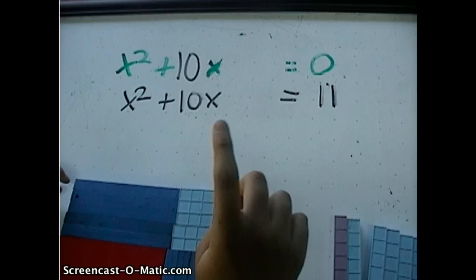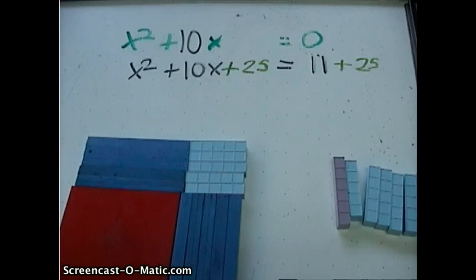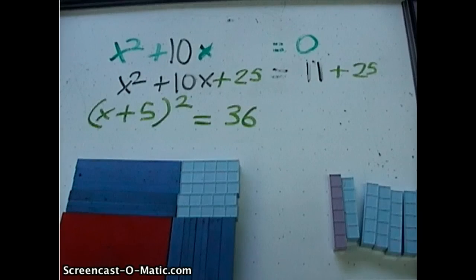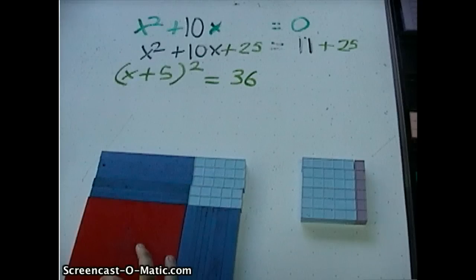Now, we have x squared plus 10x equal to 11. So what's going to complete the square? 25. Very simple. You can see that. So we add 25 to both sides. And now we have x plus 5 squared equals 36. And when x plus 5 squared equals 36, see, very cool, we made a square out of the blocks we had just by putting that 6 there.